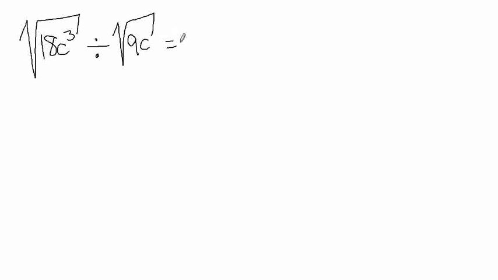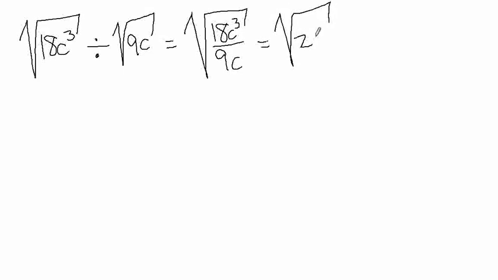So I'll go ahead and do it. I'm going to replace this with the square root of 18c cubed over 9c. Now that simplifies to the square root of 2c squared, which is c times the square root of 2. And that's the final answer.